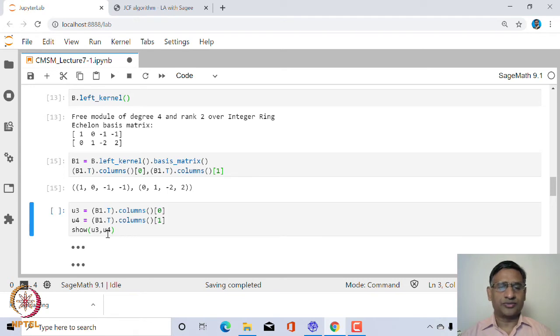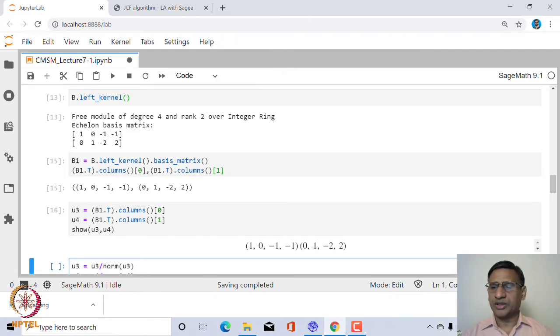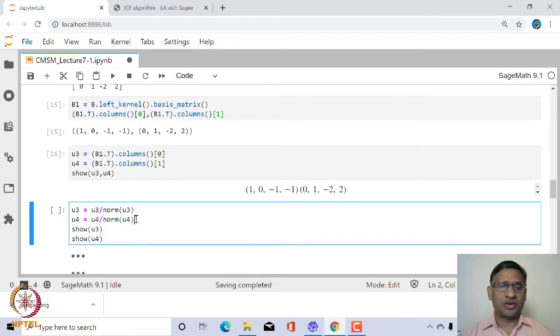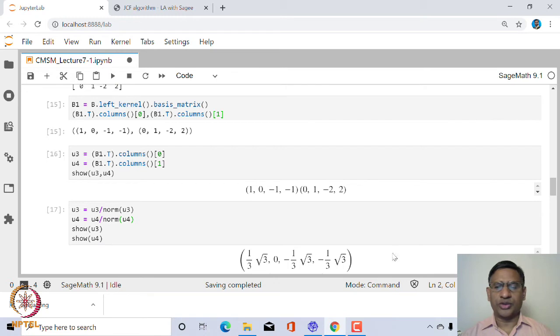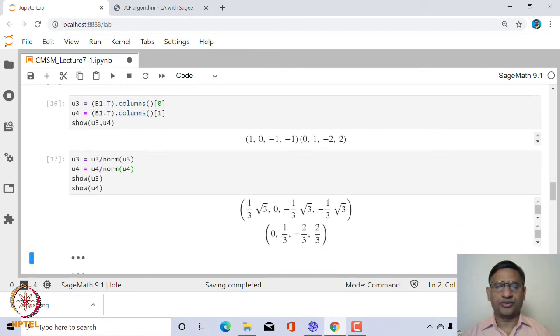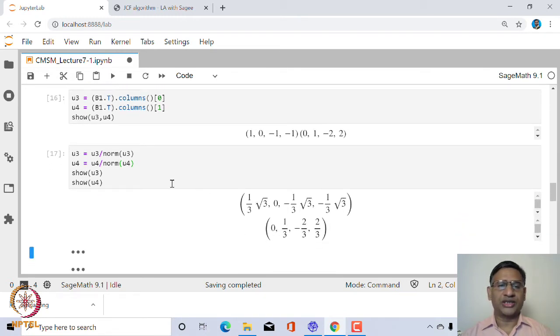So that is what we have done, and once you have obtained U3 and U4, these may not be orthonormal vectors, so you need to divide by their norms. So let us divide by the norm, and this is what you get. So these are your U3 and U4. You can check that U3 and U4 are also orthogonal to each other, and not only that, they are perpendicular to U1 and U2.